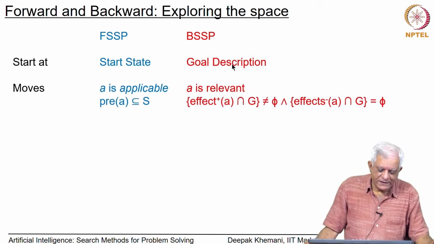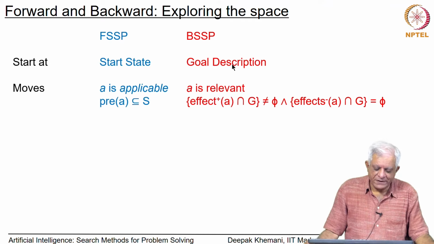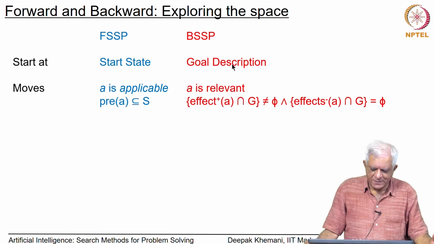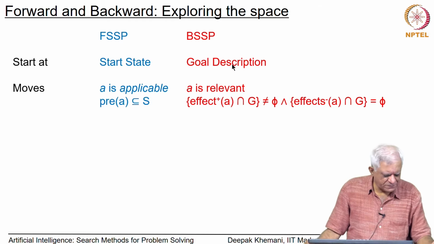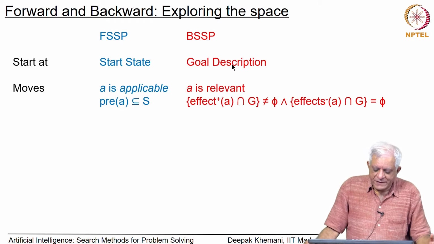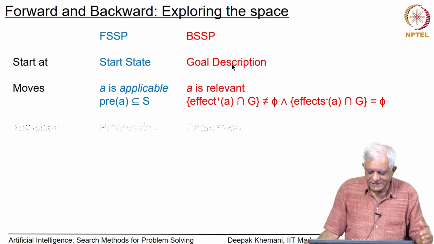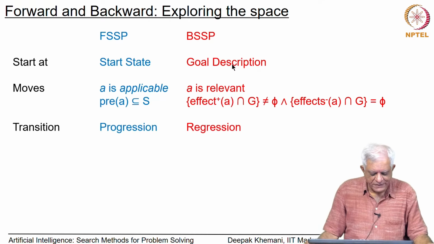A move is selected by forward planning if it is applicable, and it is applicable if its preconditions are true in a given state. Remember that the state is described in terms of sentences, and we will talk a little bit about this in the next few moments. In backward planning, an action is selected if it is relevant, and it is relevant if it produces something that is there in the goal, and also it does not delete anything which is there in the goal. So, we had expressed this as set properties.